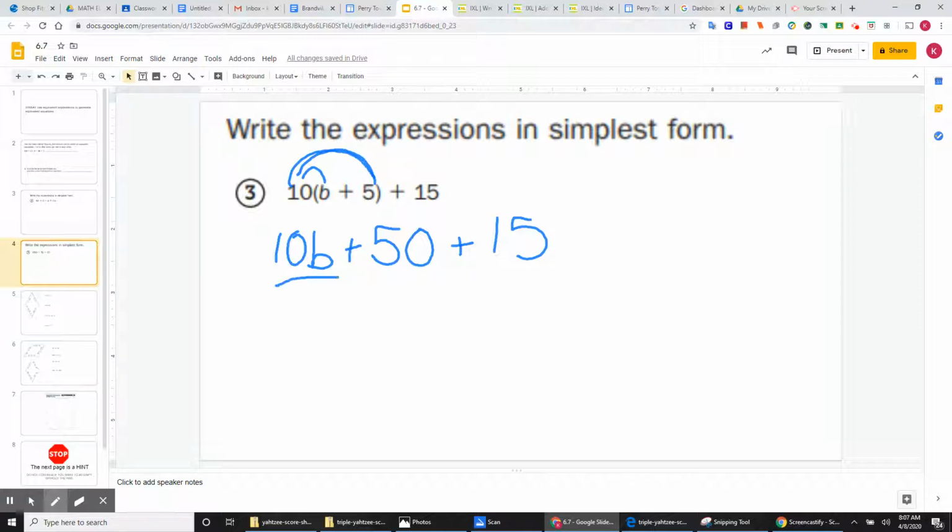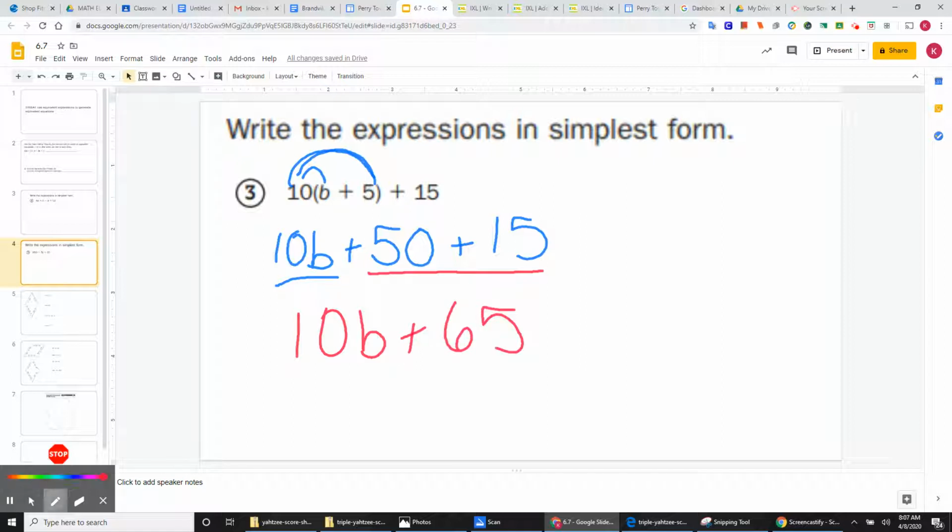Now, I do not have any other variables other than the 10b. So that is going to stay, but I'm going to combine these like terms. So here I would have 10b plus 65. And all three of these equations here, or expressions, are equivalent. If I plugged the number 2 in for b in every expression, you're going to get the same answer in all three expressions. If I plug the number 15 in and multiplied and added, you're going to get the same answer because these expressions are equivalent or equal.